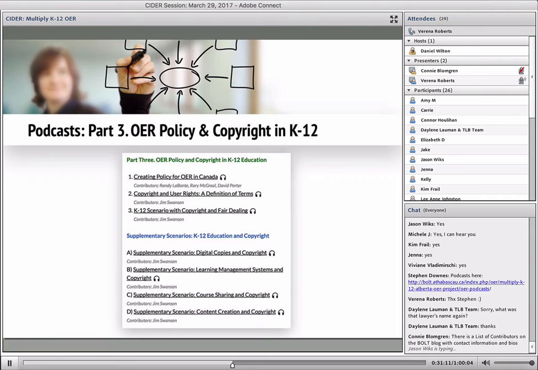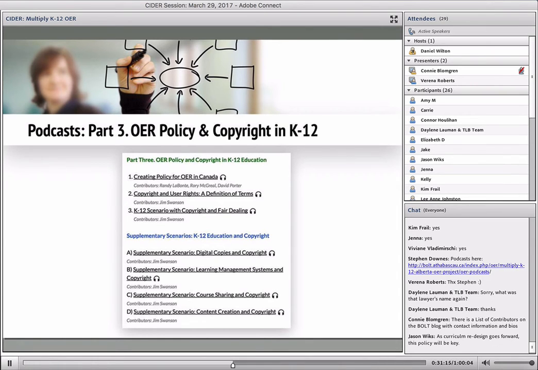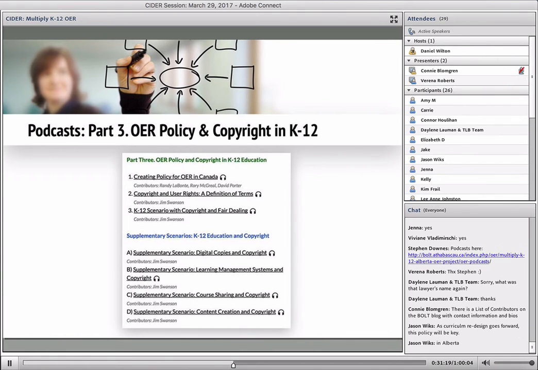Now, remember that all of the podcasts from Jim Swanson, I just want to mention, he does not want to be taken in terms of actual law, and he does not want to be quoted word for word. These are only under advisement, and he gives his opinion based on what the current context is.